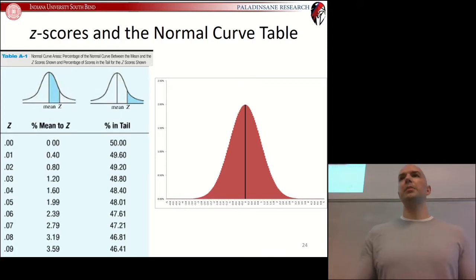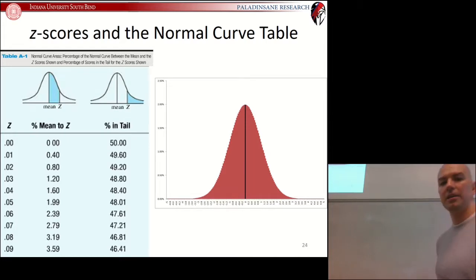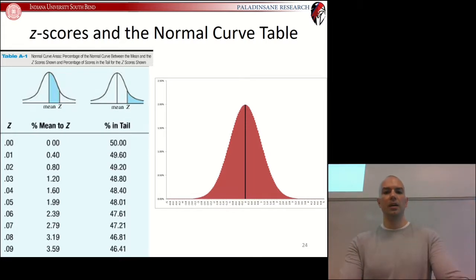So it's the first table in the appendix. It should give you an idea of how important it is and how often you're going to use it. It's the first table, it's table A1. And what it does is it has 3 columns. One that lists the z-score. The second one lists the percent of the distribution between the mean and that z-score. And the third one lists the percent of the distribution from that z-score to infinity, i.e. the percent in the tail.